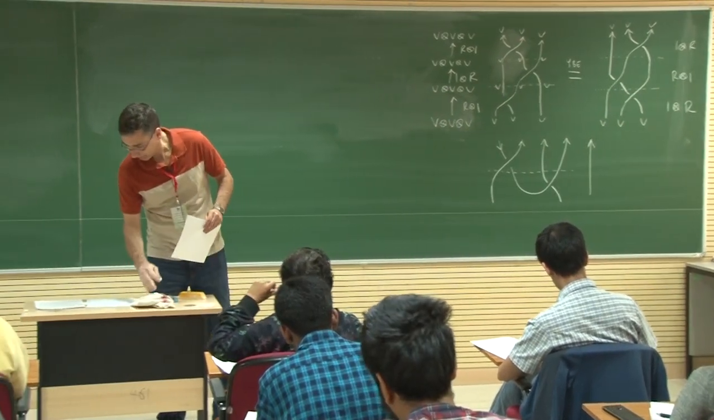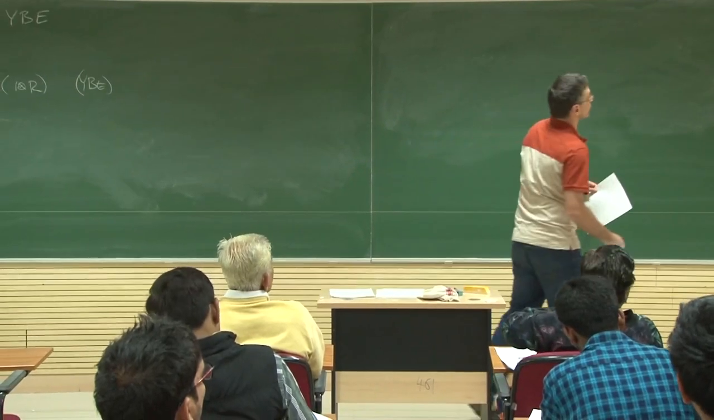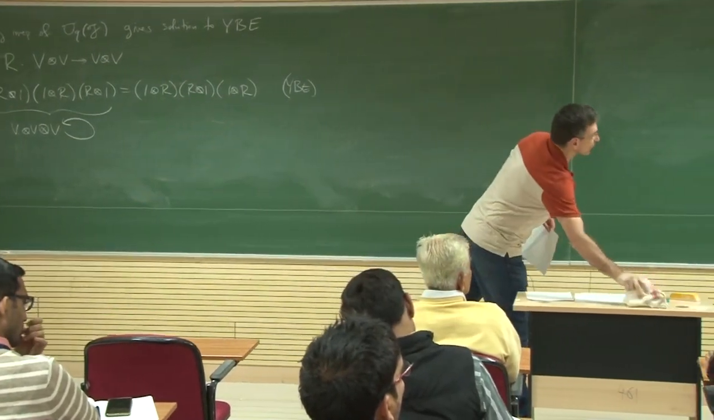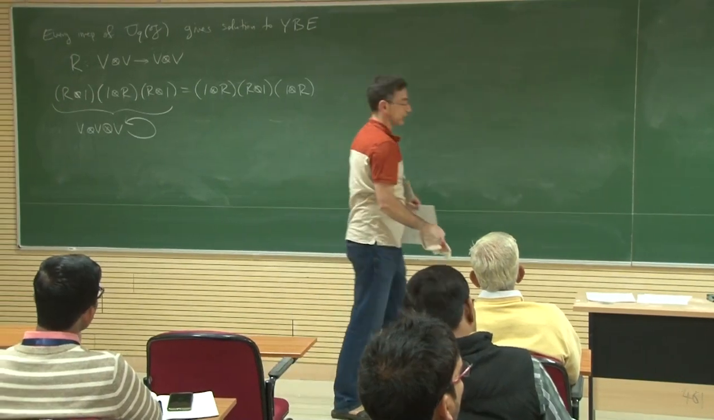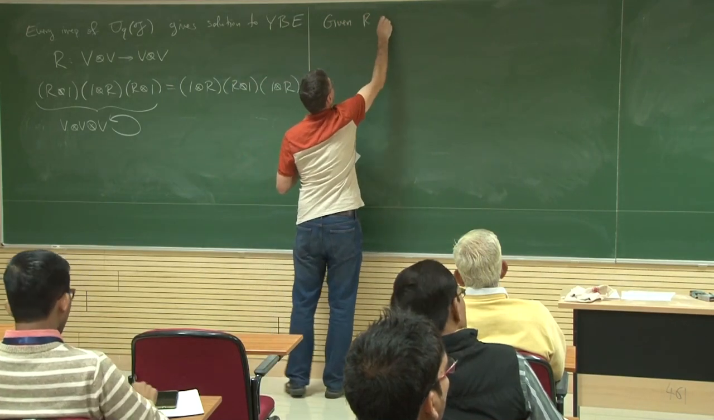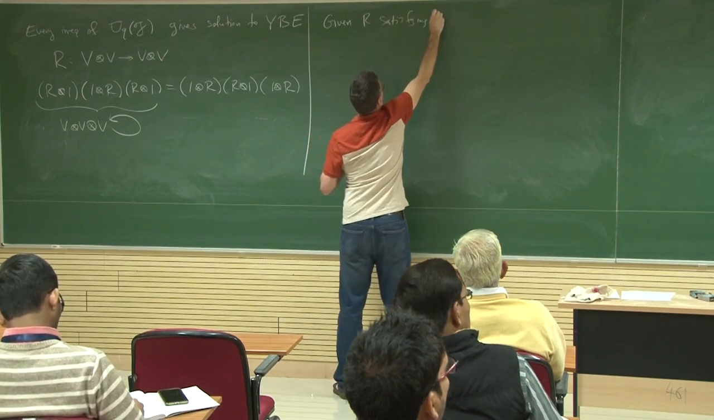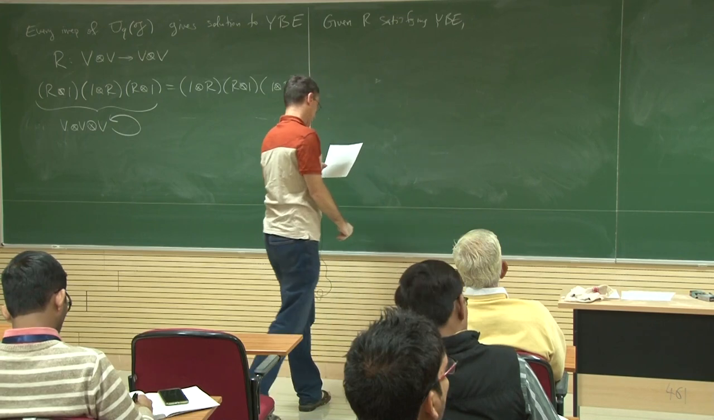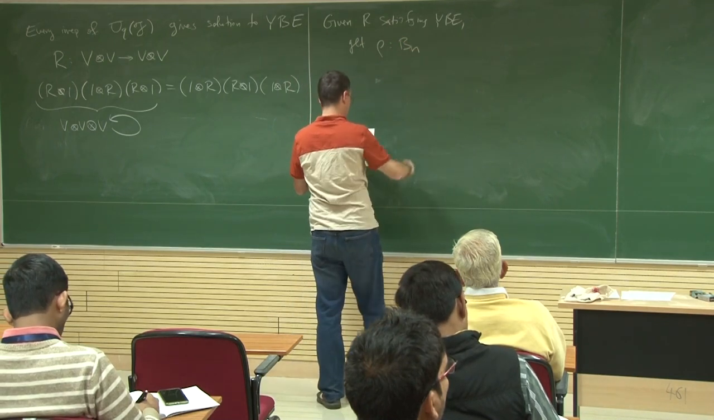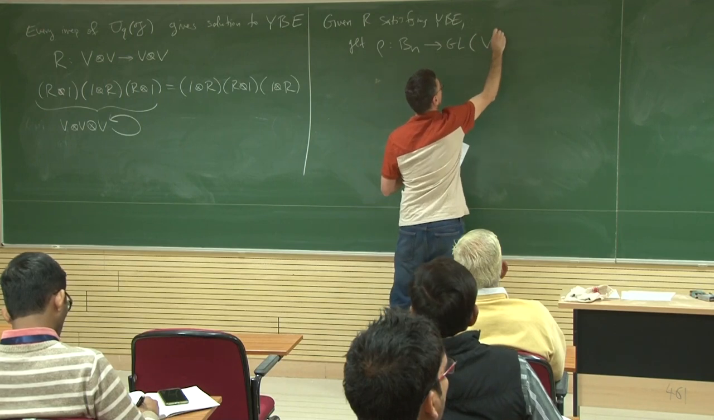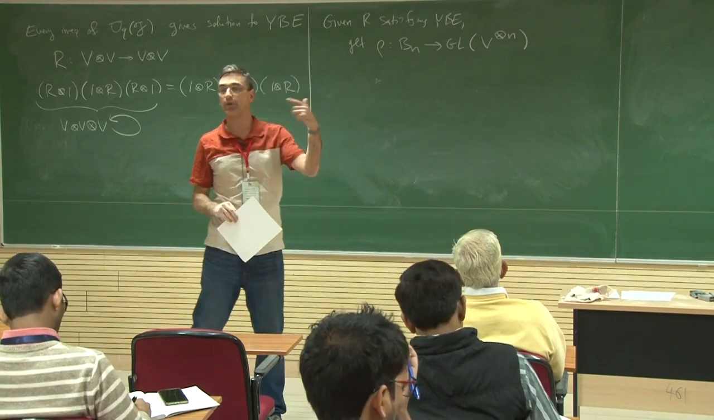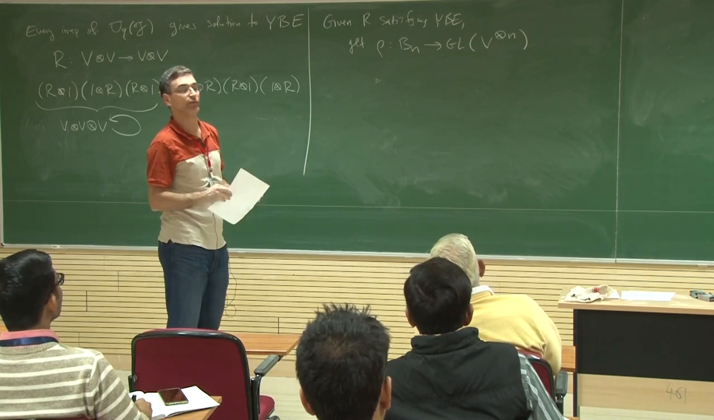So what we want to do now is, let me say something. So what? Okay, again, so what? Here is what you get. Given some R satisfying the Yang-Baxter equation, what you get is a representation of the braid group B_n into GL of the n-fold tensor product of V, depending on the index of the braid group.